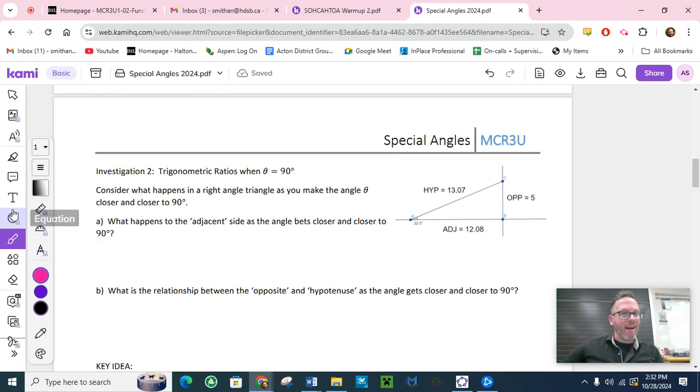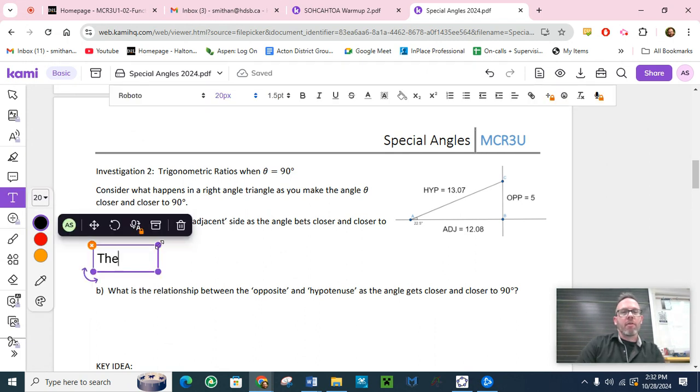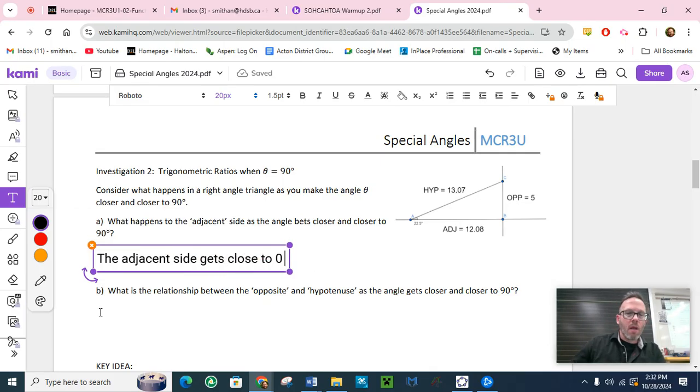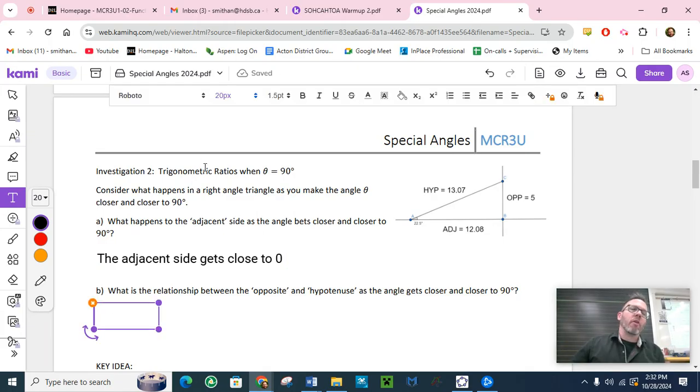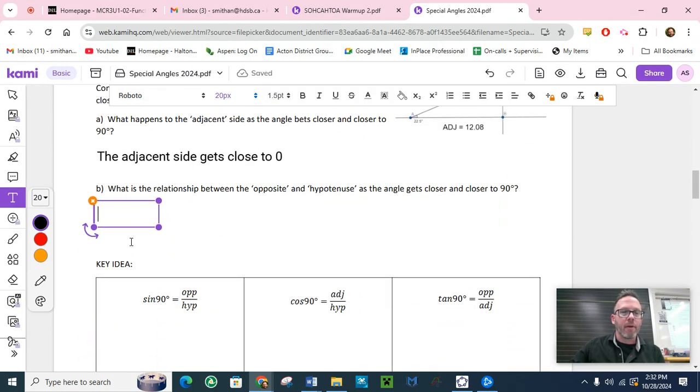All right, the adjacent side, as the angle gets close to 90, the adjacent side gets close to 0. And then we'll use similar language as the front. This time, the opposite and hypotenuse get really close together. So I'll just use the same language. Adjacent or opposite, hypotenuse get close to the same length. Hypotenuse.